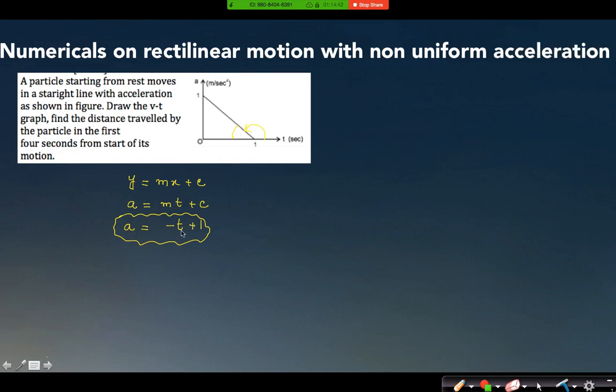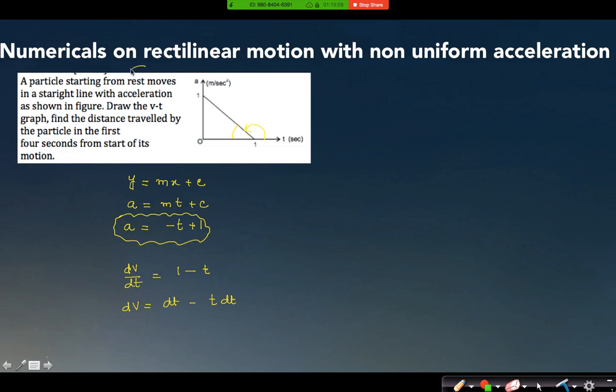So the equation of the straight line is 1 minus t. Now, as I know the function of acceleration with respect to time, I can easily find the velocity by integrating this function. I will write dv by dt is equal to 1 minus t. So dv equal to dt minus t dt.